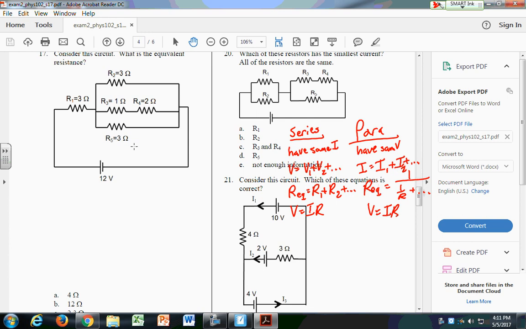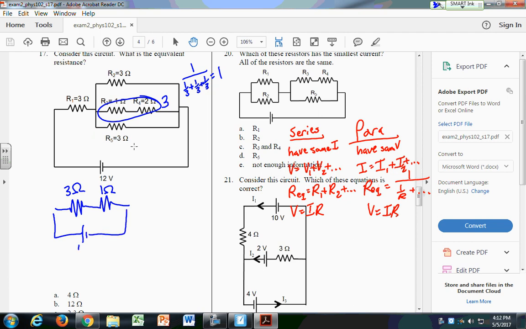And so here, I want to know the equivalent. Well, the first thing I do, I say that's 3. And then I have 3, 3, and 3 in parallel. It's 1 over a third plus a third plus a third. That's equal to 1. And so what I have is a 3-ohm resistor and a 1-ohm resistor with the 12-volt battery. And so that's the same as a 4-ohm resistor.